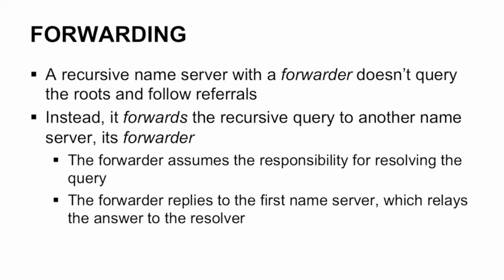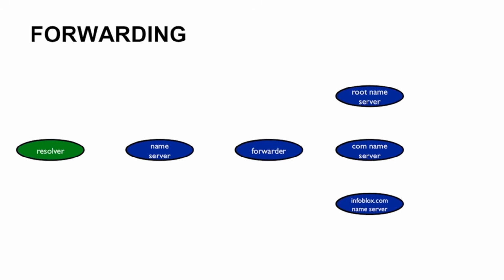If the recursive name server doesn't know the answer already, from authoritative zone data or cache, it just passes the buck by sending a recursive query to another name server, called its forwarder. Assuming the forwarder accepts the recursive query, it's up to the forwarder to send queries and follow referrals as necessary till it finds the answer, and then relay that answer to the first name server. Here's a diagram showing how forwarding works.